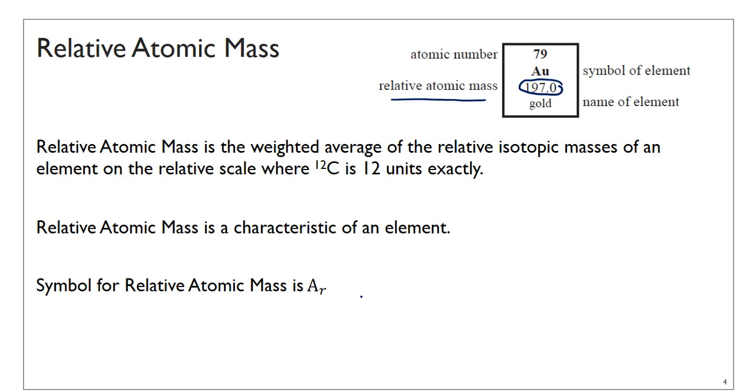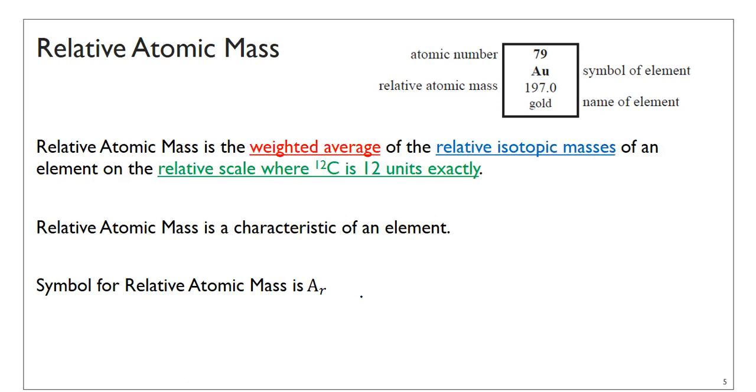Okay, let's go back to the definition, because if you understood everything, good job, but I'm going to assume that you don't, so I actually have to explain things further. There are three things that you need to understand when you look at this definition: weighted average, relative isotopic masses, and relative scale, where carbon-12 is 12 units exactly. So we're going to start, I think, with this one, which is relative isotopic masses.